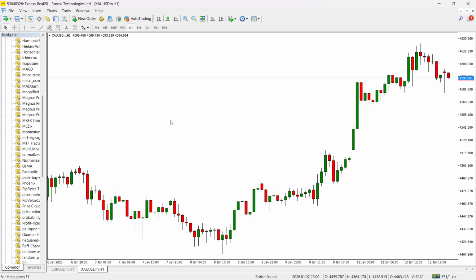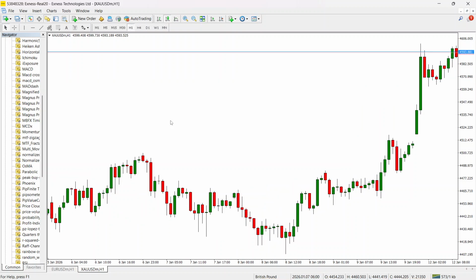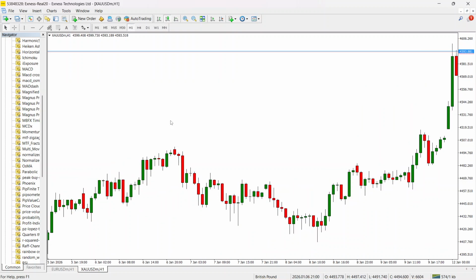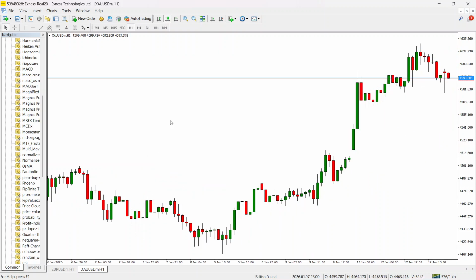This utility helps traders draw horizontal lines on charts for marking support and resistance levels, psychological price levels, or any significant price zones that require visual emphasis. In this video you'll see how the tool works and what features it offers.